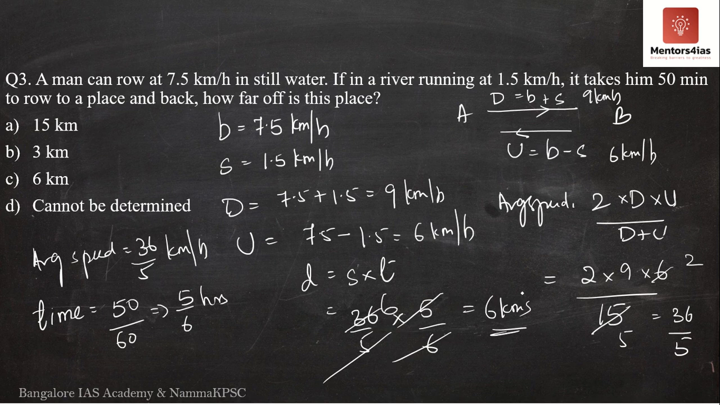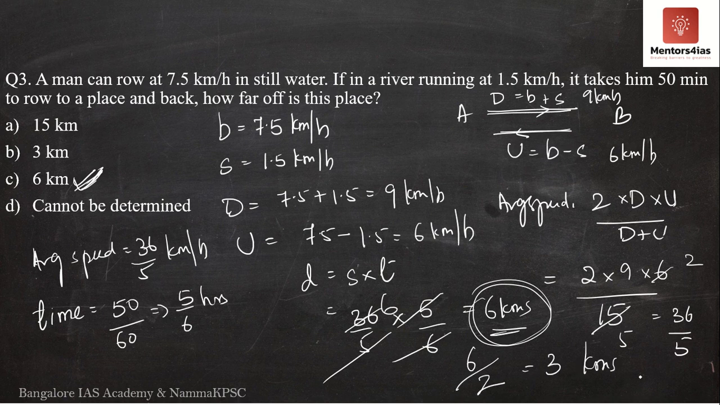Now, as soon as you get 6 kilometers, what would you do? Mark here. But what is the question asking for? Is the question asking for the total distance traveled by the man? Absolutely not. 6 kilometers is the total distance, that is from A to B and from B to A. Total distance is 6 kilometers. What is the question asking for? The question is only asking for the distance between A and B. What is that? Nothing but 6 by 2, which is equal to 3 kilometers.